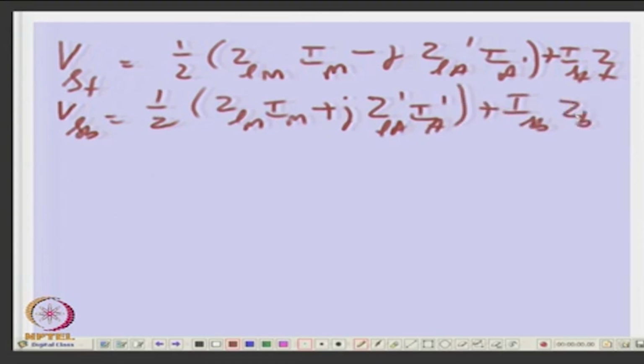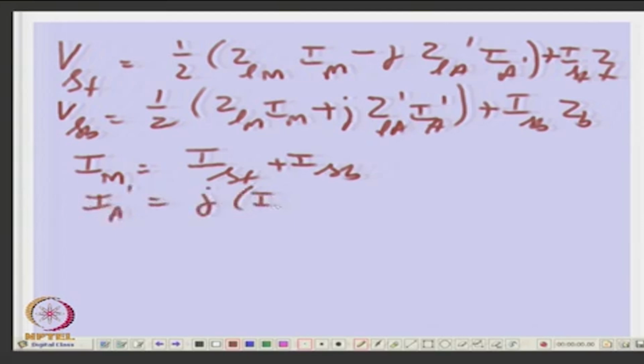Okay, you get these two equations, but I would prefer to have everything in terms of I_sf and I_sb. This is possible since we know that I_m will be given by I_sf plus I_sb, and I_a dash will be j times (I_sf minus I_sb), because you have the relations, you can go back. So, I substitute this for I_m and I_a dash here. Please substitute here.